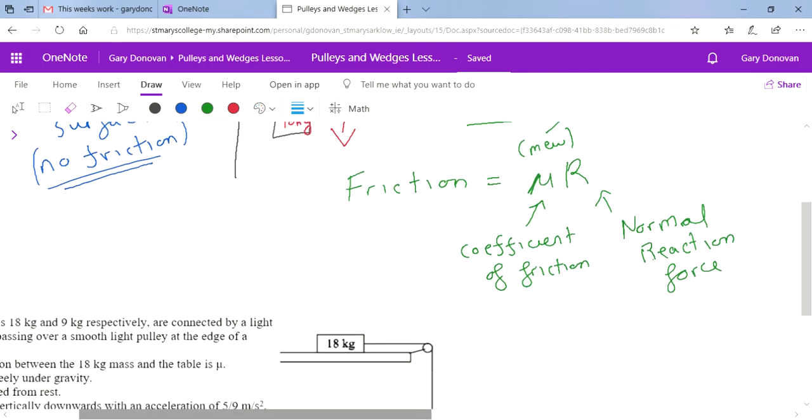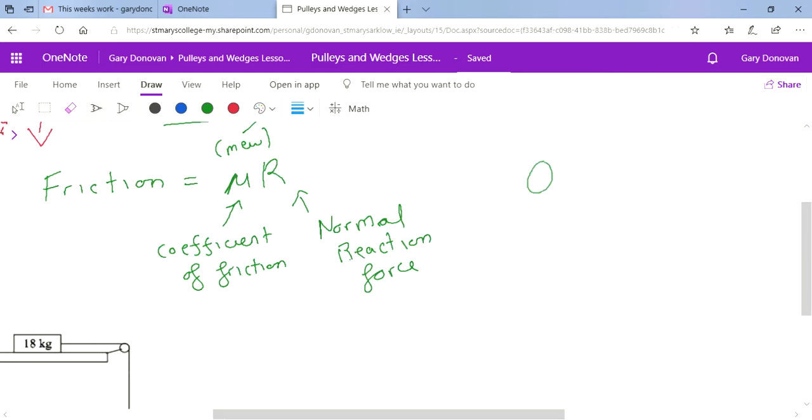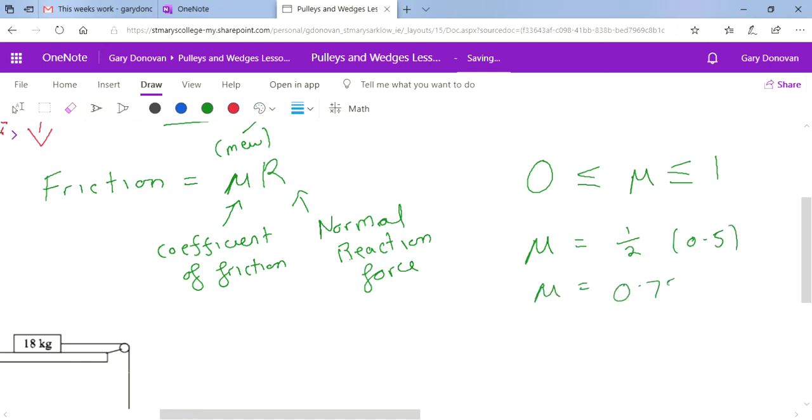Now, mu is always between 0 and 1. In the question, they'll usually give you a value for mu. Mu might be 1/2 or 0.5, or it might be 0.75 or 3/4, something like that. But it will always be between these two values. It will always be between 0 and 1.